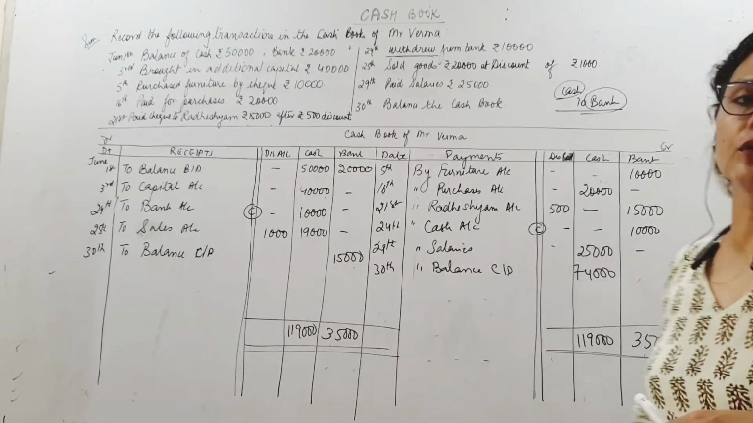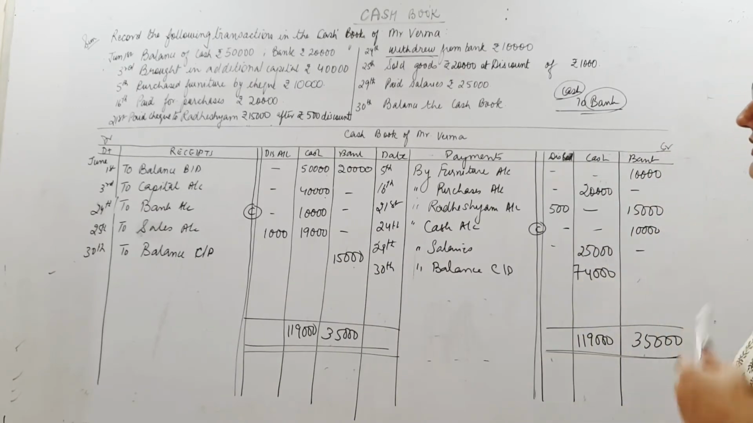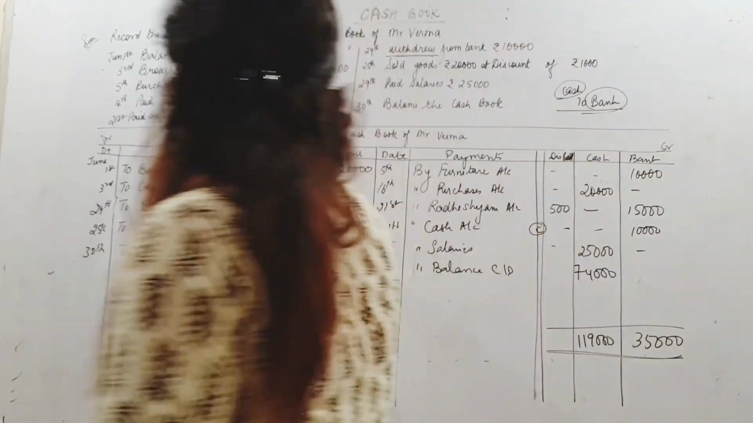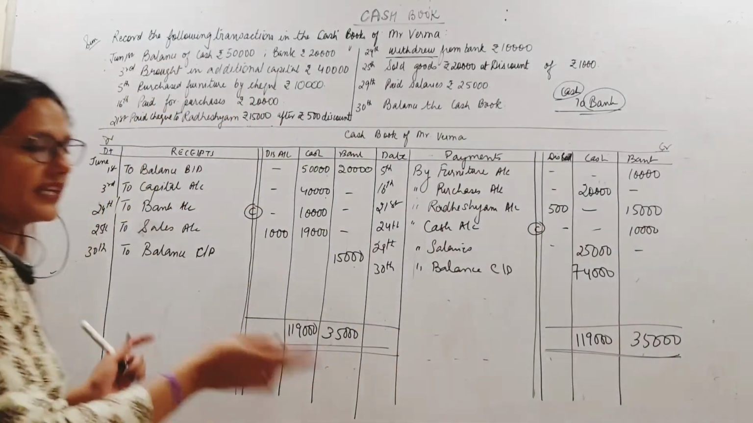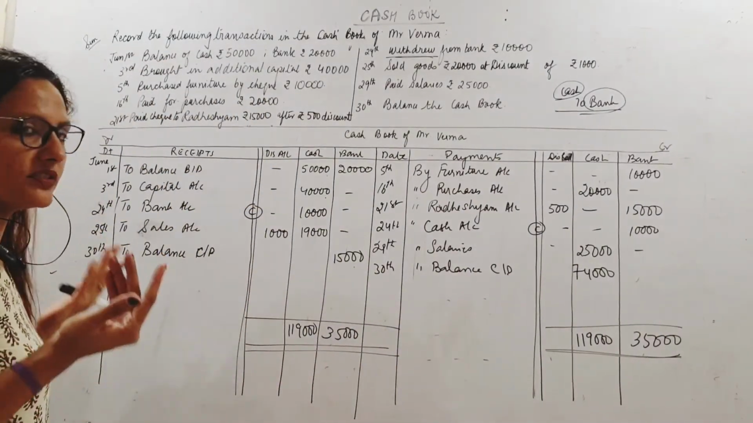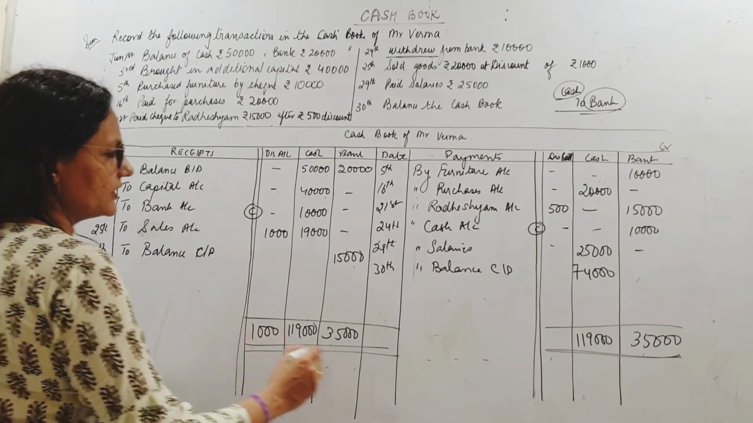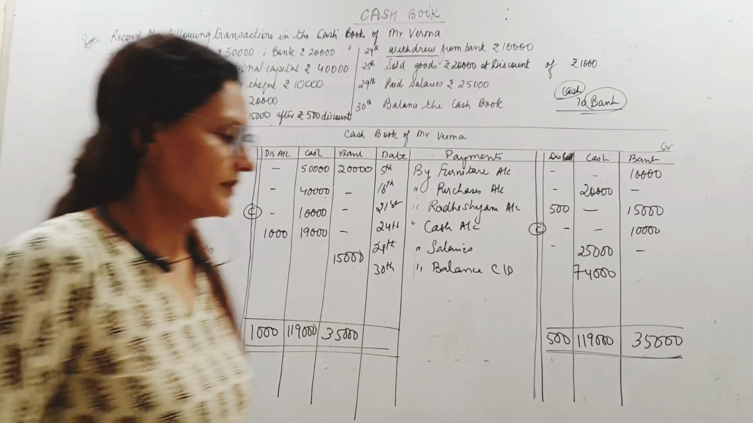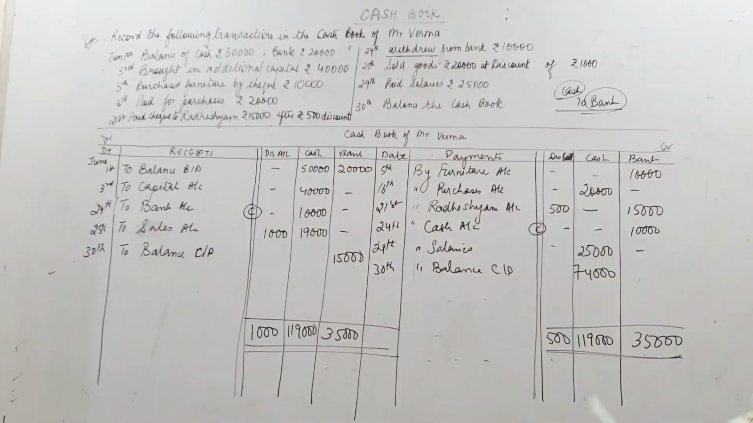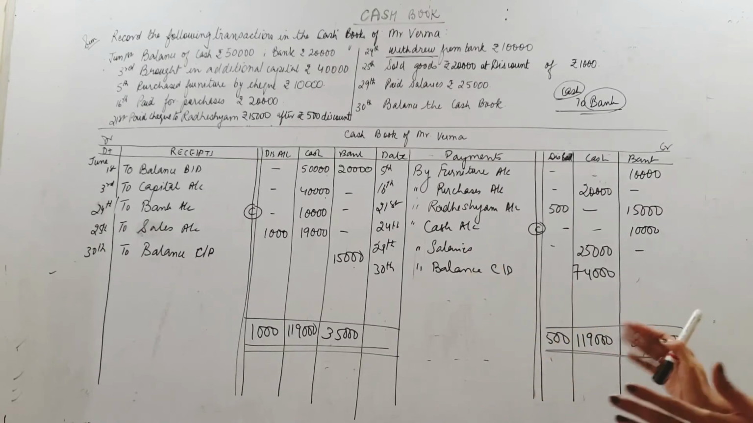Now, how do we close the discount columns? Okay? Discount columns. This you will appreciate that this is discount allowed and this is discount received. Can we balance it? These are two separate accounts, right? Therefore, there is no balancing here but only totaling. 1,000 here and 500 here. Okay? So that's how you finish off the discount column also, and that's how you balance the cash book.